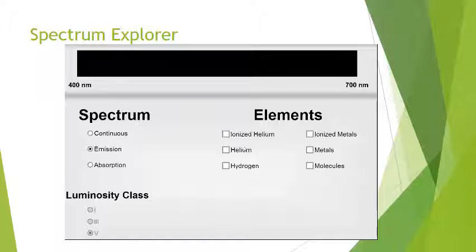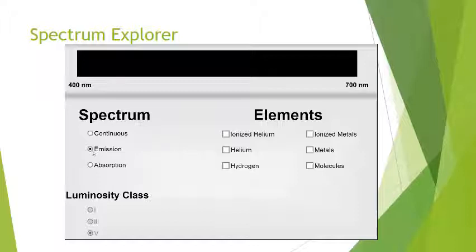So, let's choose hydrogen. That's what hydrogen's emission spectrum would look like compared to, let me click it off and let's put helium on there. Notice they're different, right? They've got a different fingerprint. I could choose molecules, or ionized helium. So that's one way that you learn about the composition of stuff in space, whether it's a cloud of gas and dust or a star.